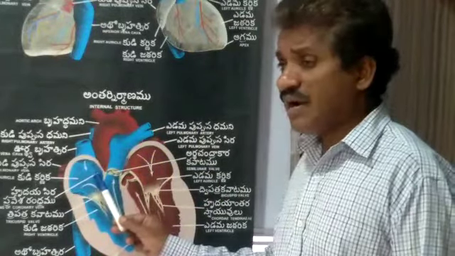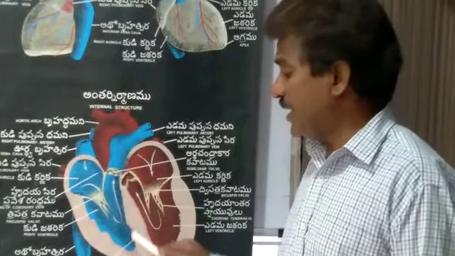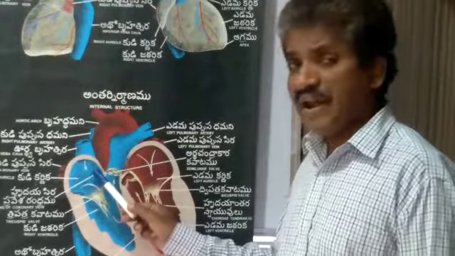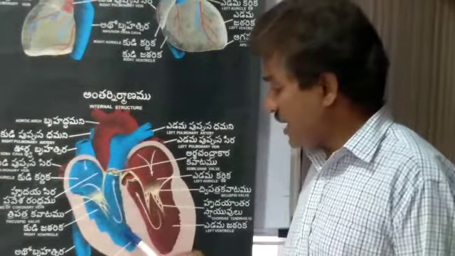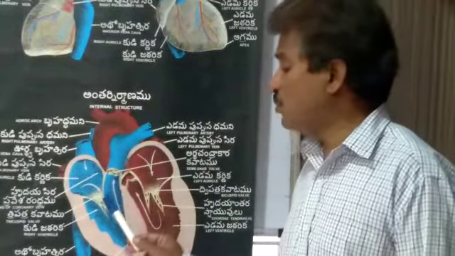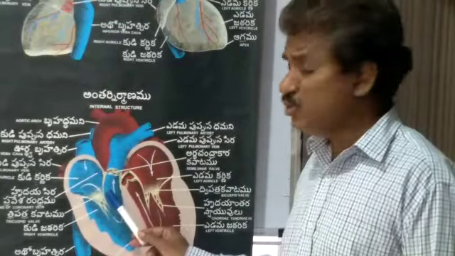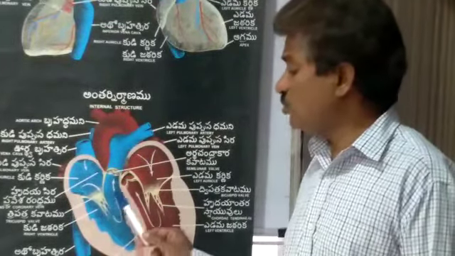Atria are contracted. Due to the contraction of atria, blood enters into the ventricles. From the right atrium, blood enters into the right ventricle through the right auriculoventricular aperture. Aperture means hole. This right auriculoventricular aperture is guarded by the tricuspid valve.